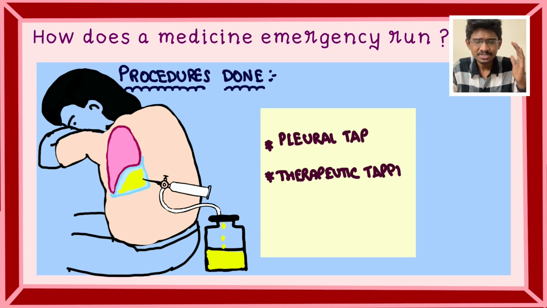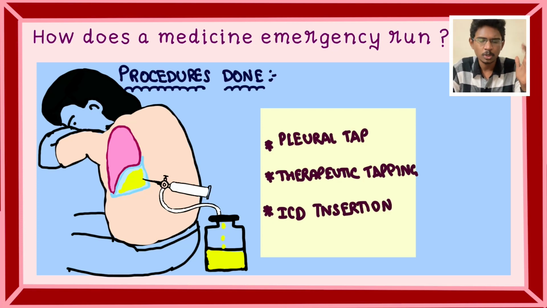At the same time, ICD insertions, like intercostal tube drainage, in case of pneumothorax, hemothorax, pyothorax, all those things. If such indications exist, in some colleges it is done by medicine residents, and in some colleges it is sent to the surgery department, where they insert the intercostal tube.